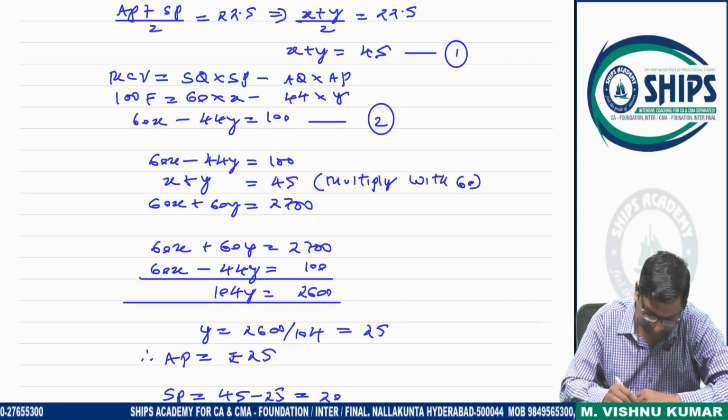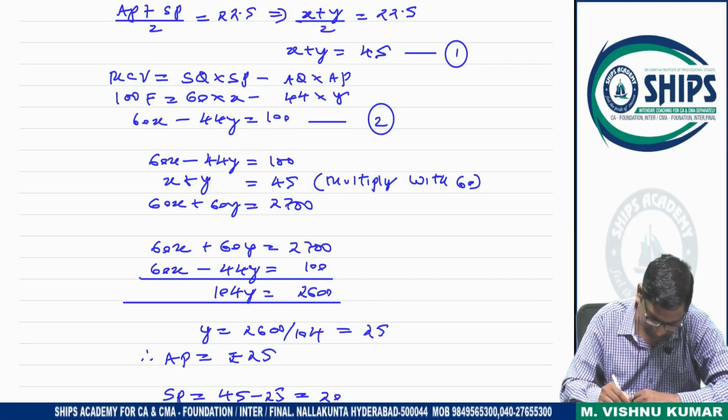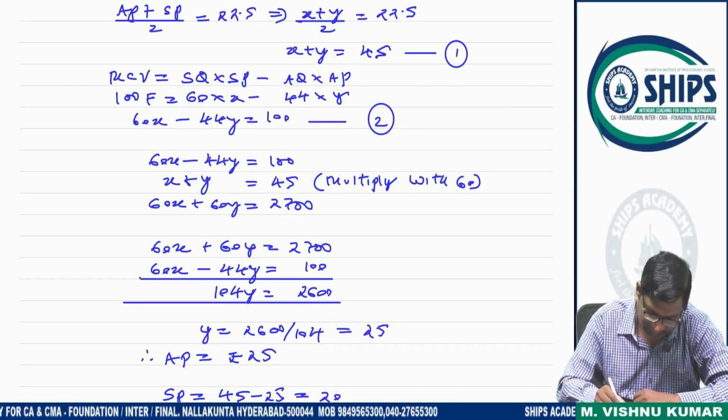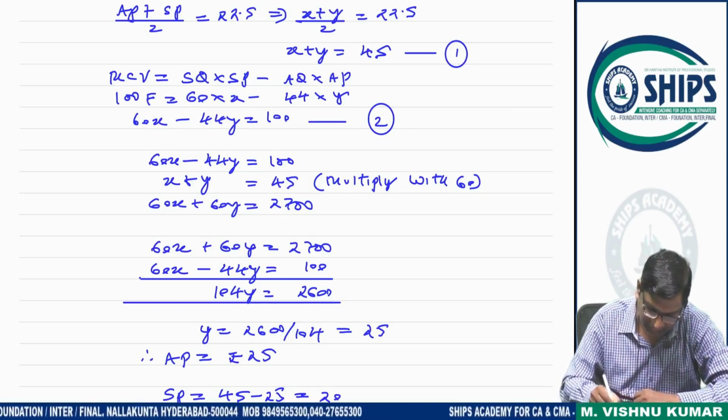Now x minus x cancelled. So the difference of 60y and 44y is added, because minus of minus is plus. So 60 plus 44 is 104. And this is 2700 minus 100, 2600. So y will be 25 rupees.